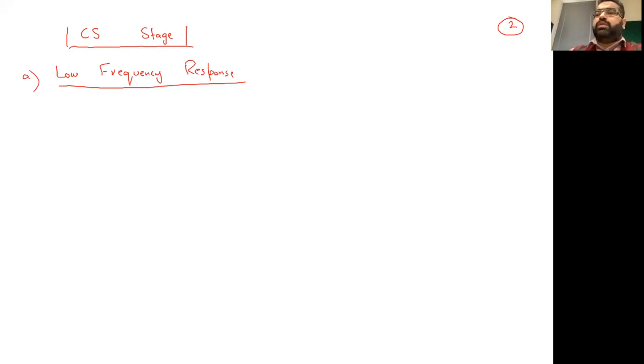So let me draw the circuit. I guess let me use the black, that was easier. So we have an amplifier, so it's a common source. We are applying an input on the gate, but now we are also having a coupling capacitor. Let's give it the name C in. We have some input V in here and it's grounded here.